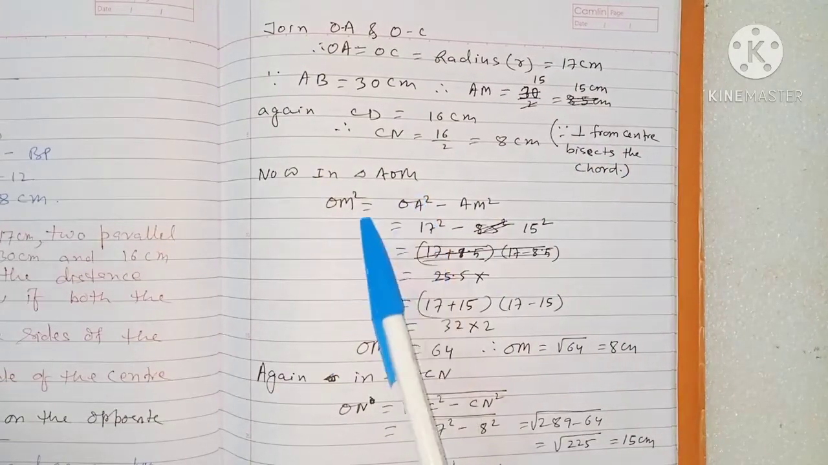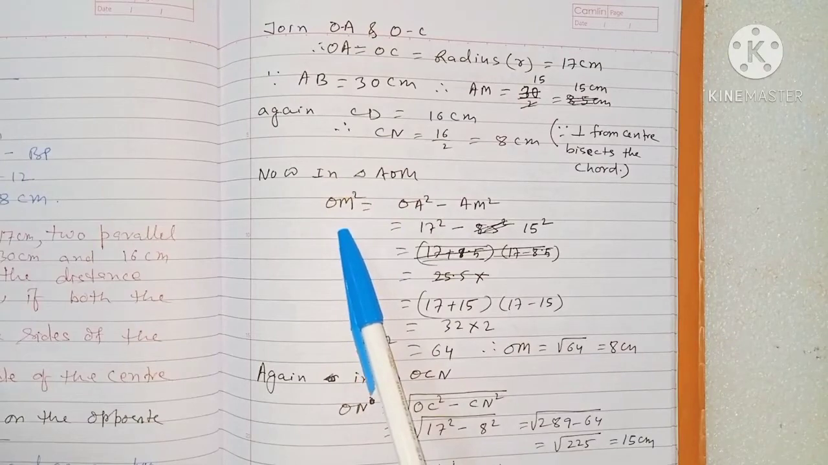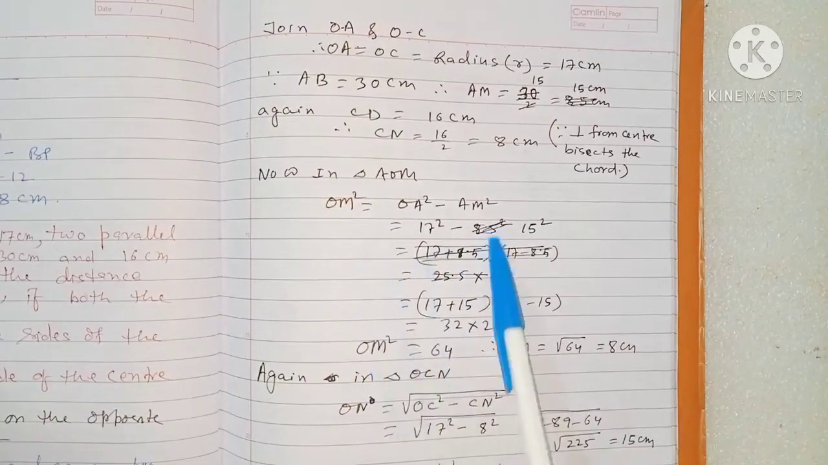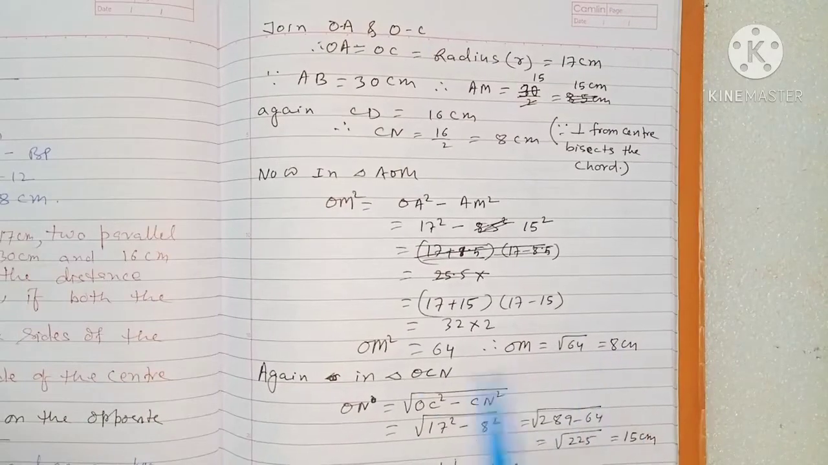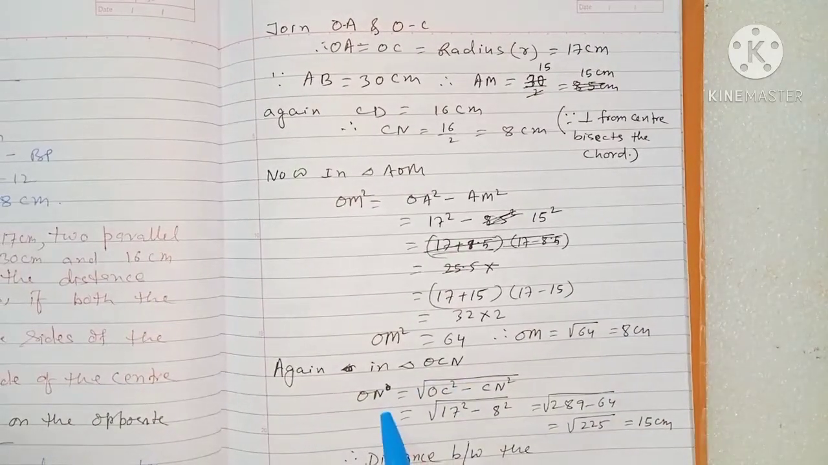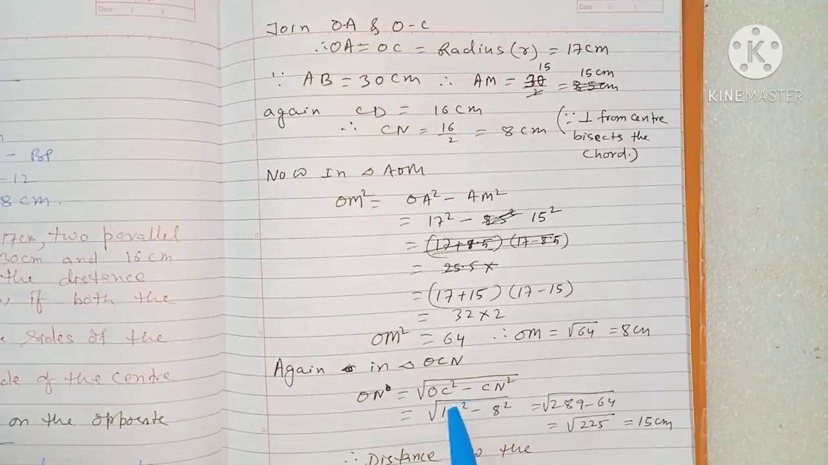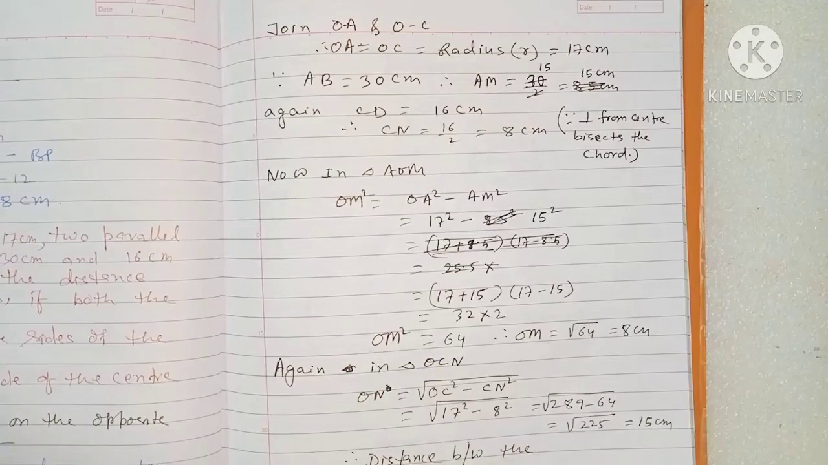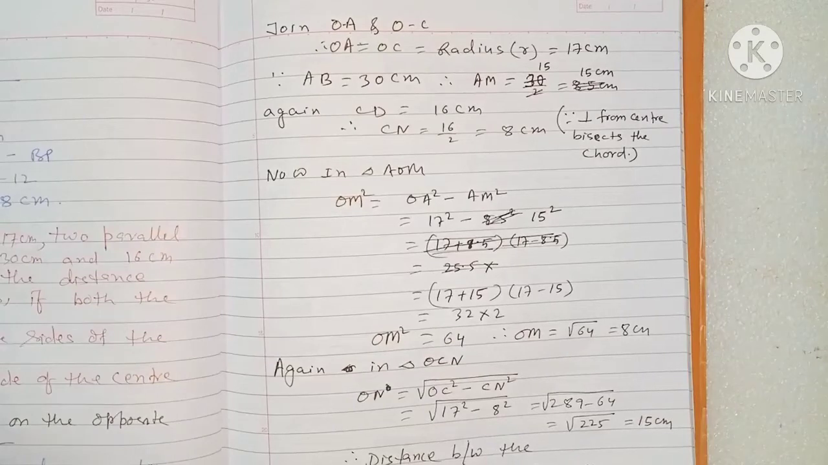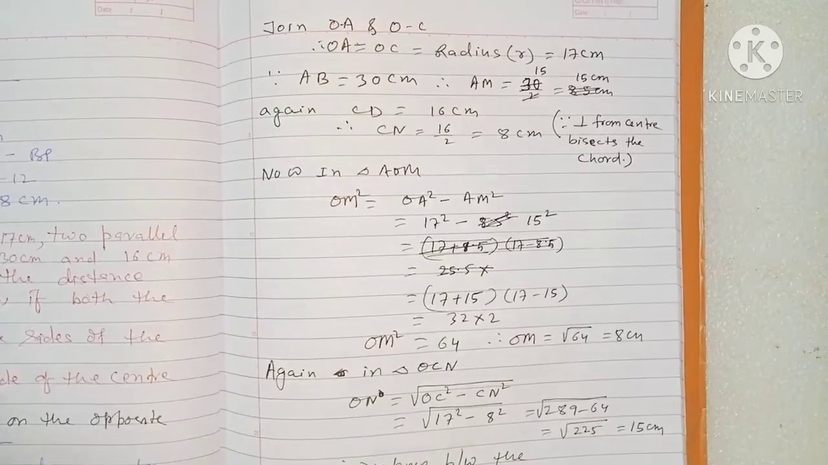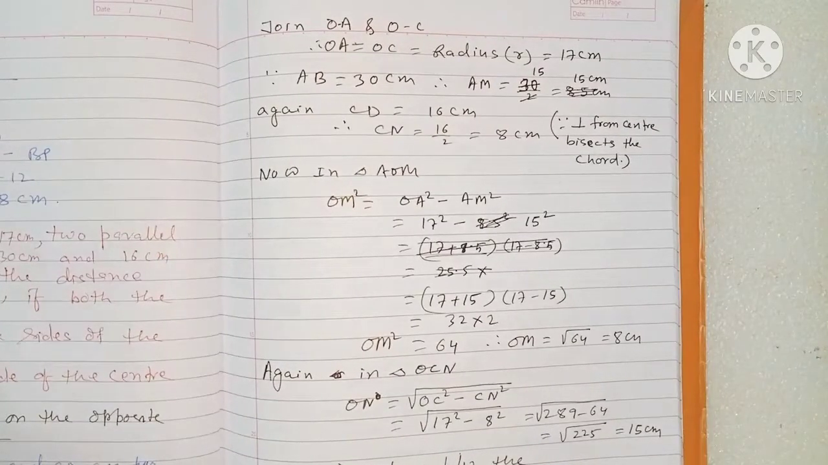Now, in triangle AOM, using Pythagoras theorem, find OM like this, which is 8 cm. Again, in triangle OCN, ON equals under root OC square minus CN square. Set the values and solve like this, that is equal to 15 centimeter. So now you have OM and ON. Now the distance between the chords equals OM plus ON, add them, you will get 23 centimeter.